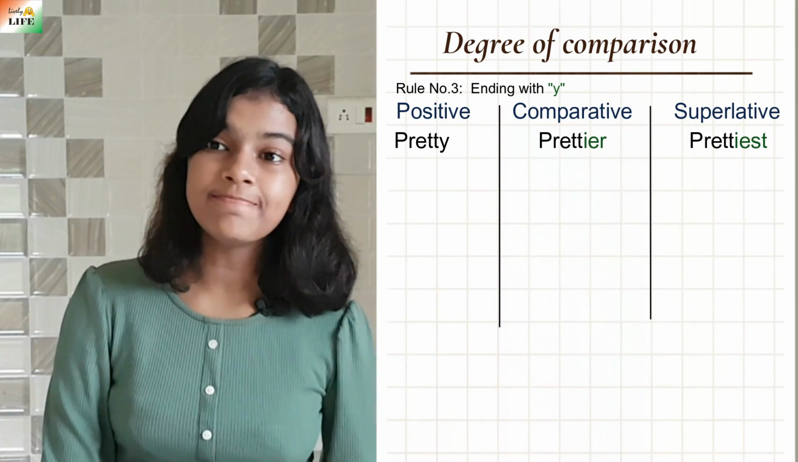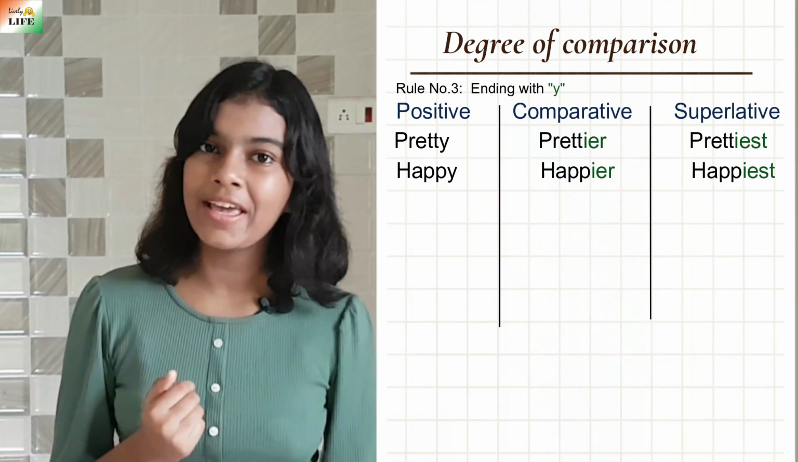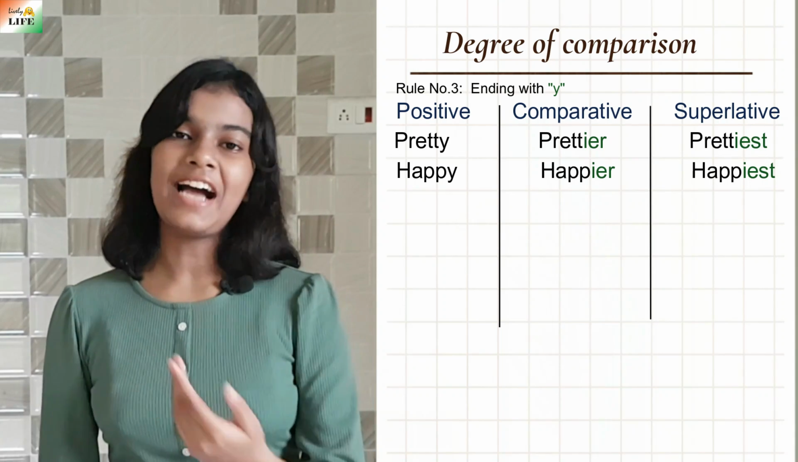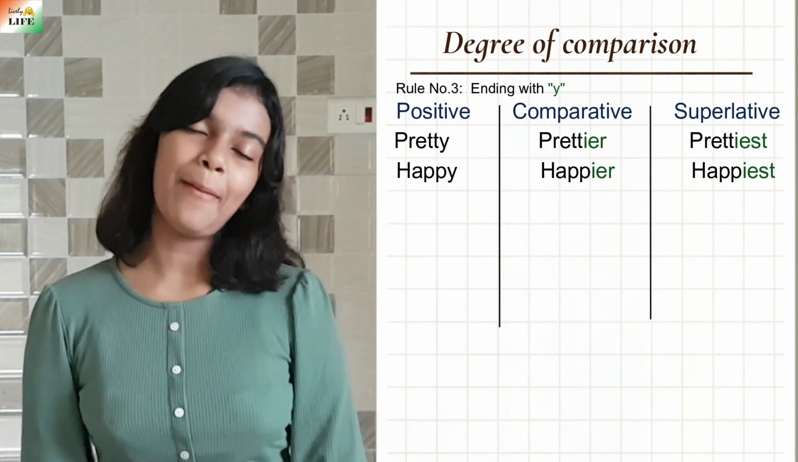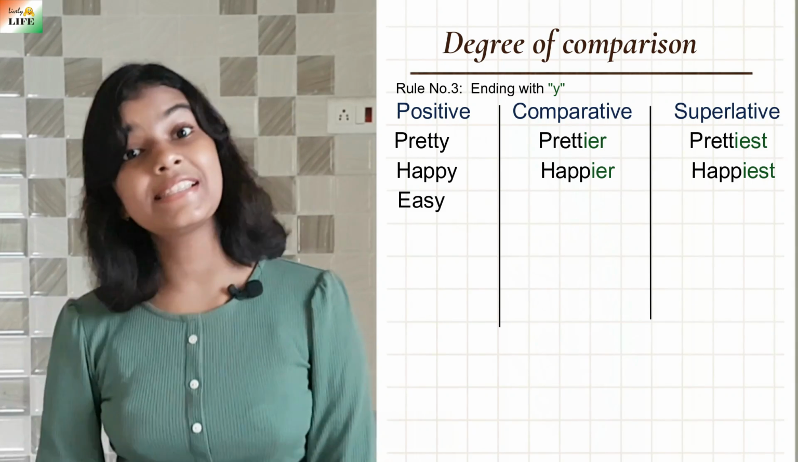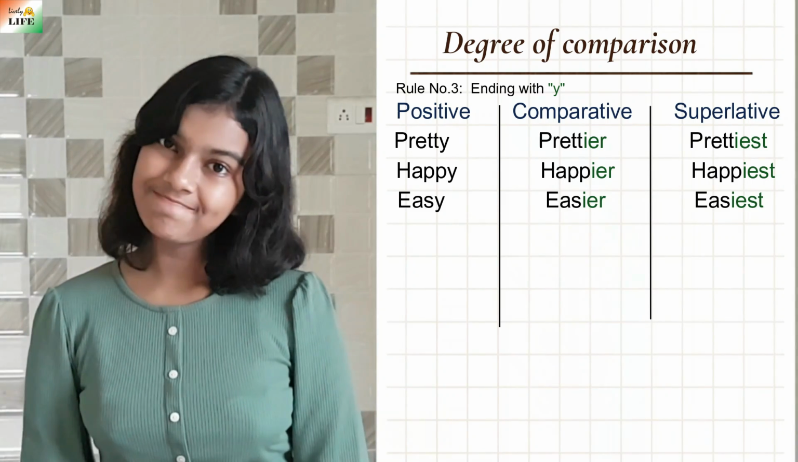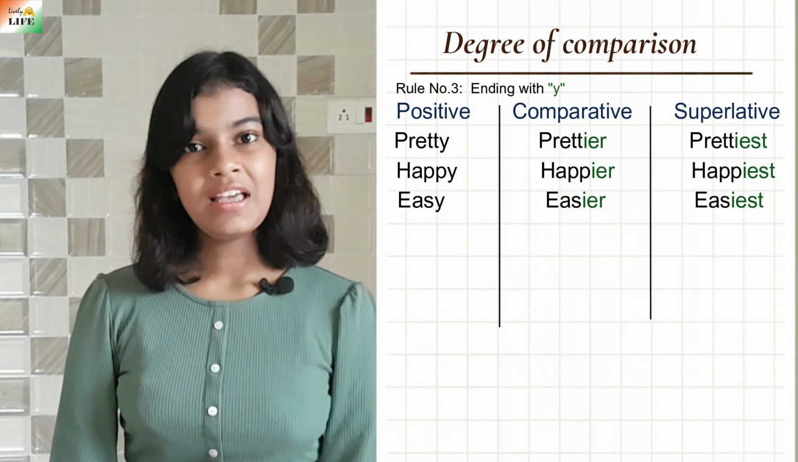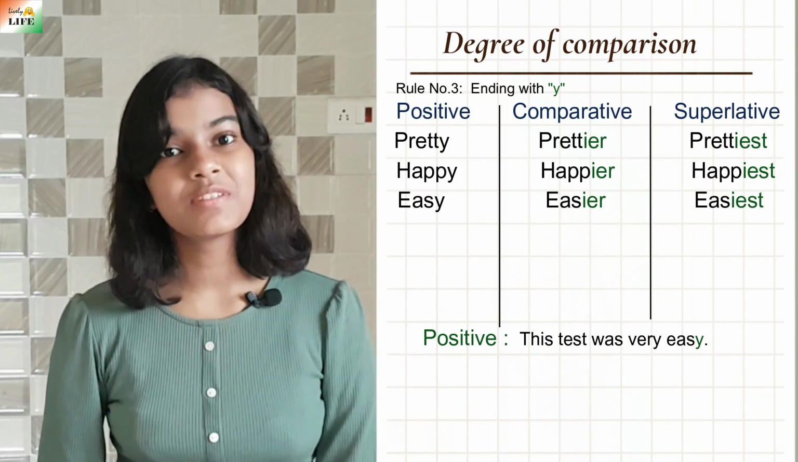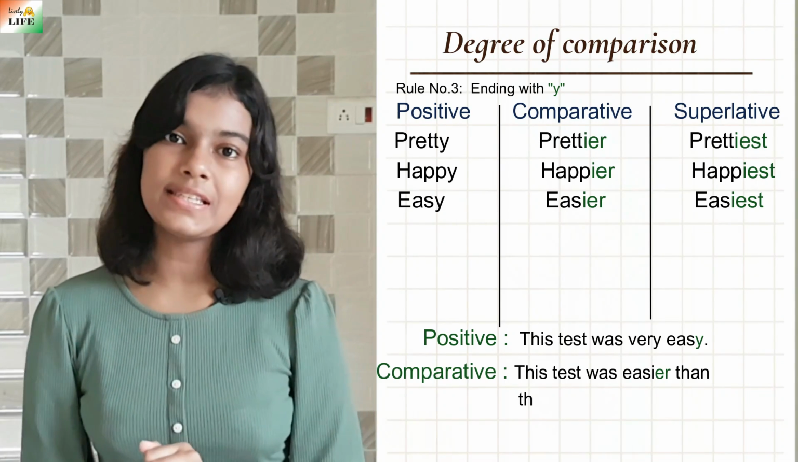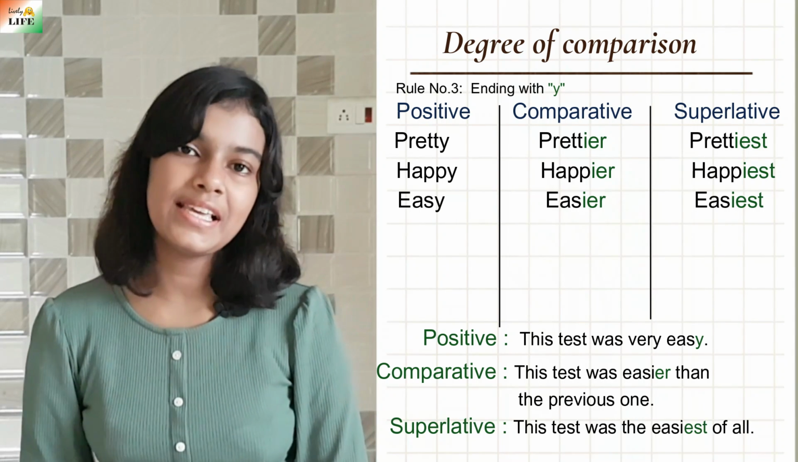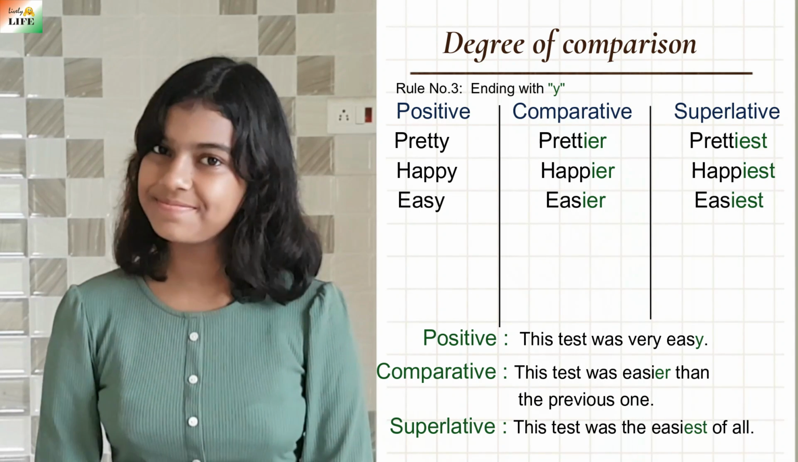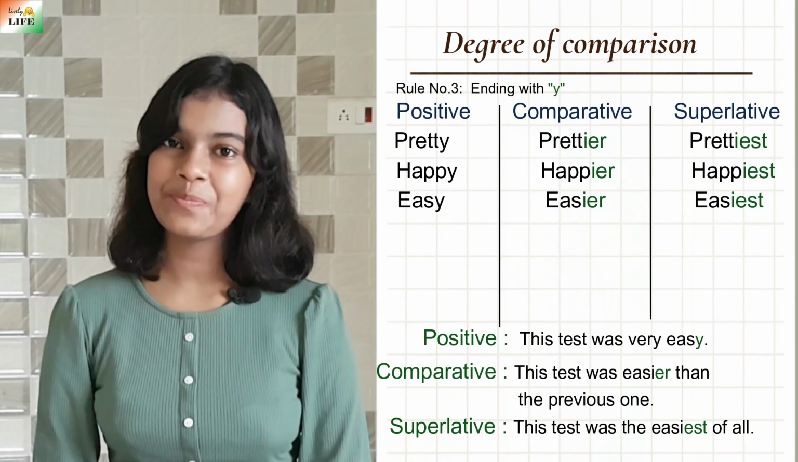Some more examples. Happy. It ends with Y. So cut the Y, add IER. Happy, happier, happiest. Easy, easier, easiest. The test was very easy. This test was easier than the previous one. This test was the easiest of all. That is how we use it.